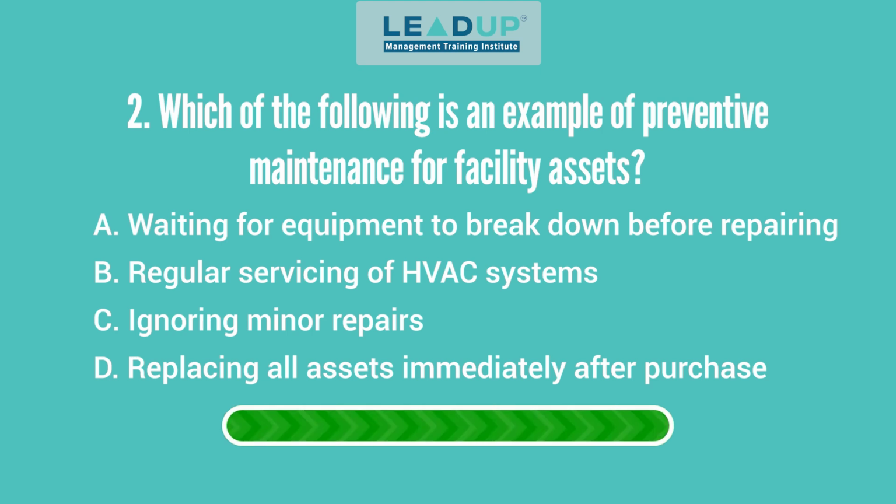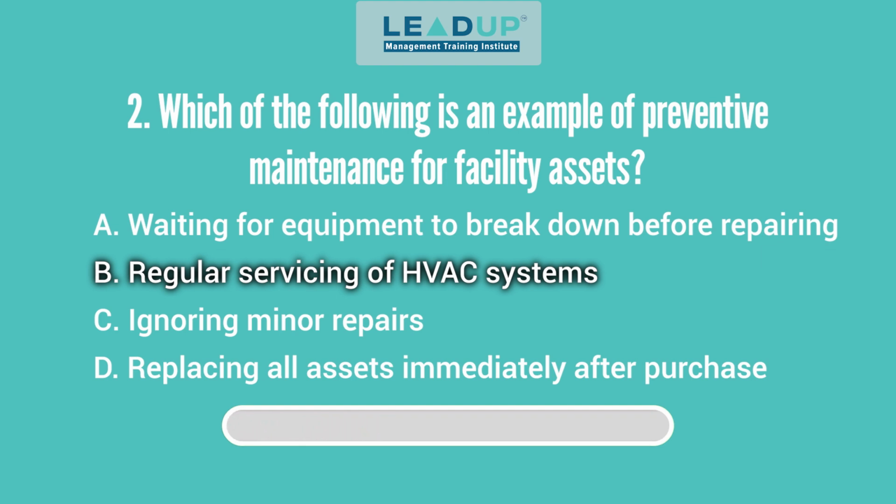Question 2. Which of the following is an example of preventive maintenance for facility assets? A. Waiting for equipment to break down before repairing. B. Regular servicing of HVAC systems. C. Ignoring minor repairs. And D. Replacing all assets immediately after purchase. Answer: regular servicing of HVAC systems.